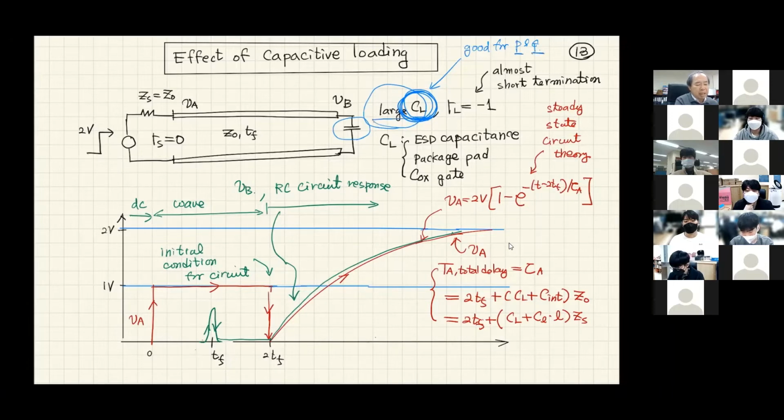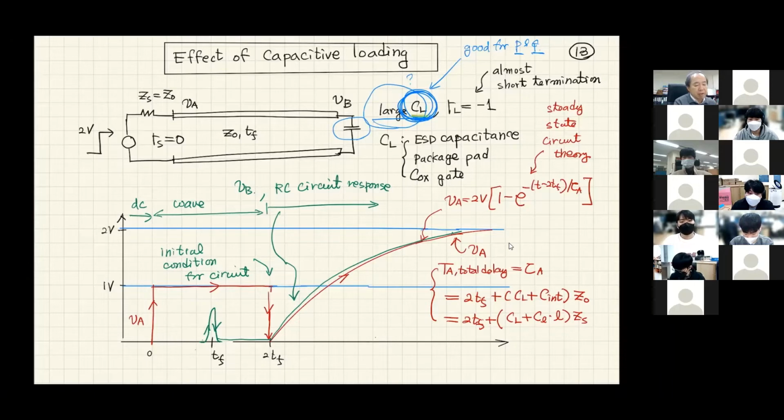But large capacitance is usually, I'm not sure whether it is good or bad for signaling design, but especially for high-speed digital signaling, capacitance may not be a good element. That's why I'm going to talk a little bit about that at this moment.